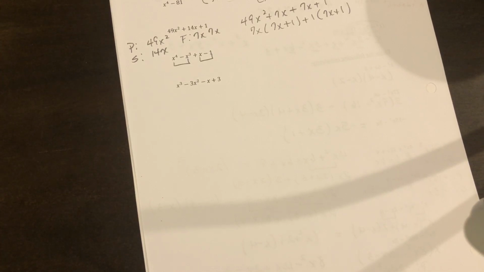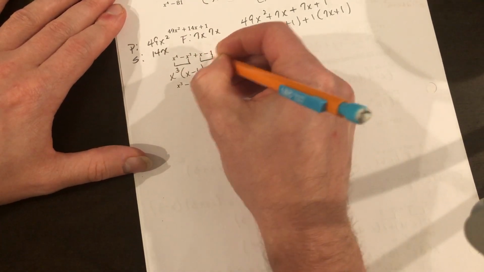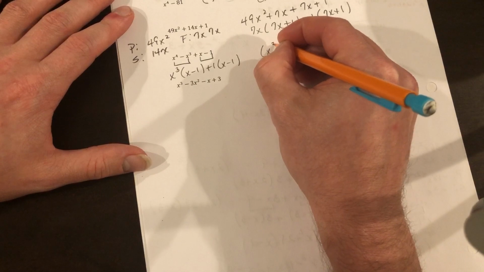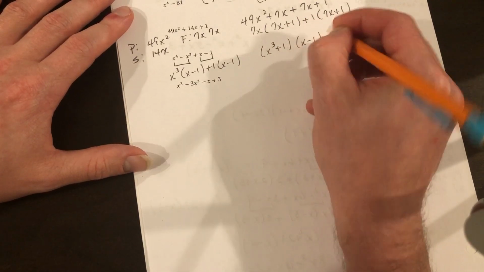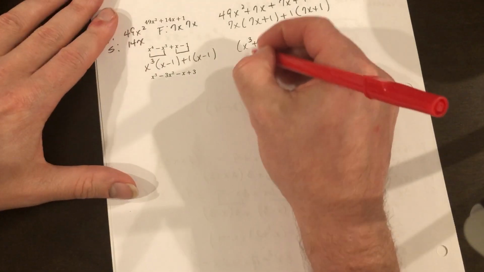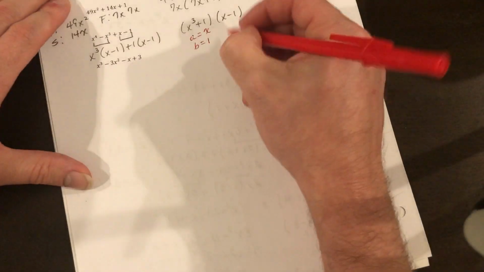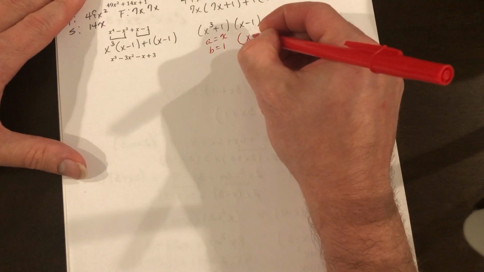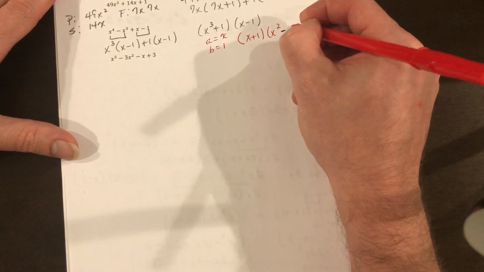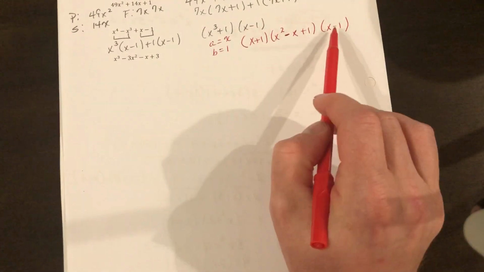Sorry. So first two terms have an x cubed in common, and the last two terms have a 1 in common. Okay, so we're going to get x cubed plus 1 and x minus 1. Now, sum of cubes, we know how to factor that now. So your a is going to be x and your b is going to be 1. So this is going to factor to x plus 1 times x squared minus x plus 1 times x minus 1. Okay, I'm just going to bring that down.